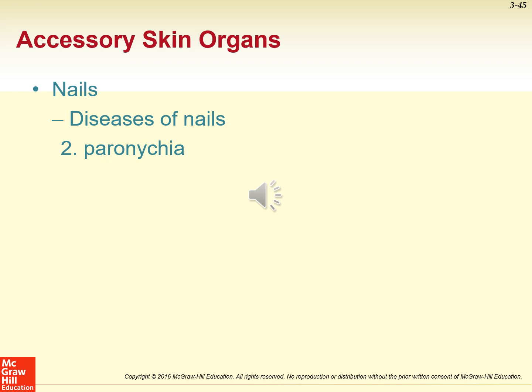Use figure 3.25 to look at paronychia. So paronychia is a bacterial infection at the base of the nail. The most common cause of it is Staphylococcus, and nails can also reflect systemic illness or conditions such as hypoxia and malnutrition.